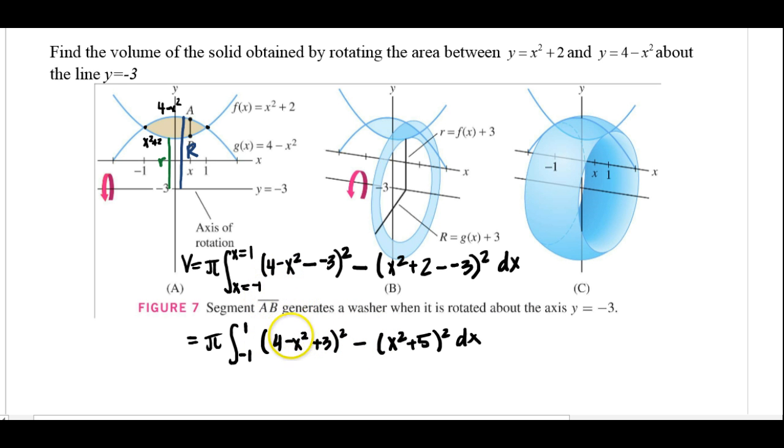Another thing to talk about is that if we want, we could use symmetry here. What we could have done is, because going from 0 to 1 is the same volume as going from -1 to 0, that rotation around the same line, -3, we could also have expressed this as 2 times pi of the integral from 0 to 1 of the same exact integrand. So I'll write that as 7 minus x squared, squared, and then minus x squared plus 5, squared, dx. So that is another possibility.